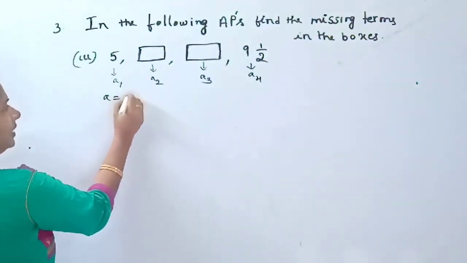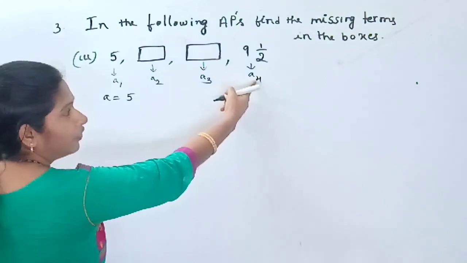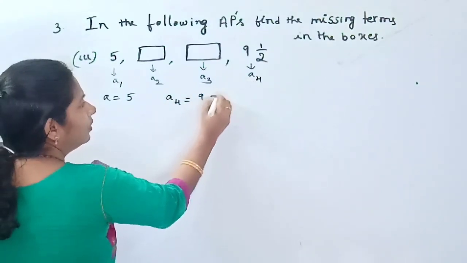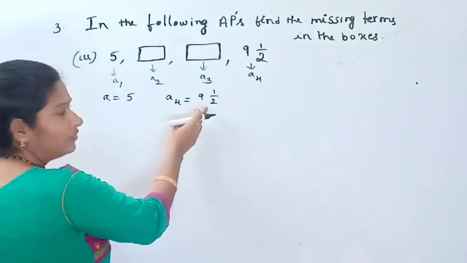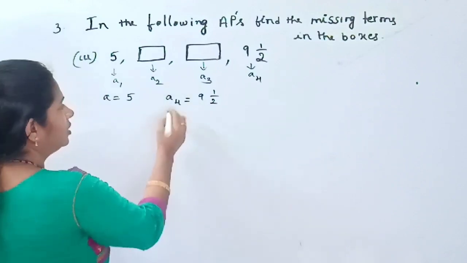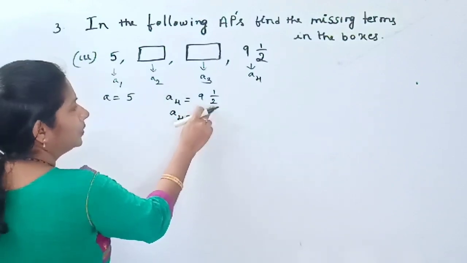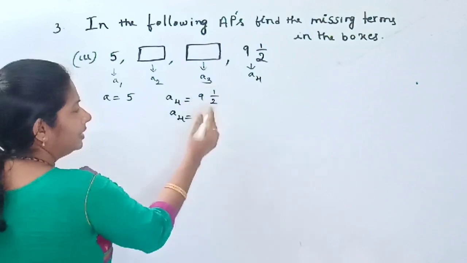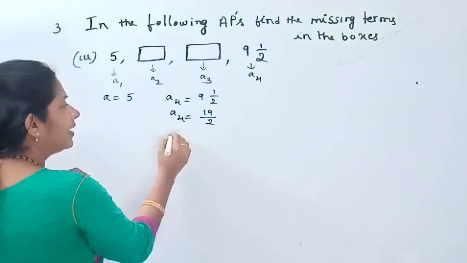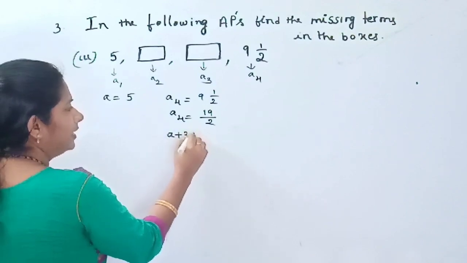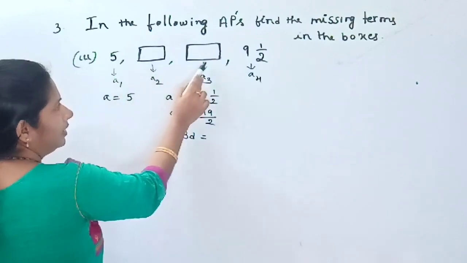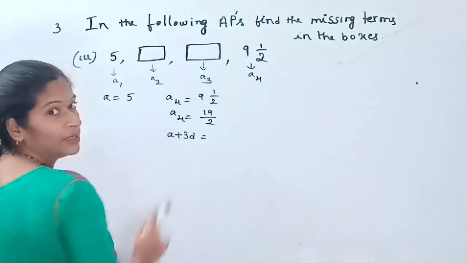A value is given, it is 5. Next, the fourth term is given. So A4 equal to 9.5 is given, isn't it? So convert this from mixed form into a proper fraction. A4 equal to 9 2s are 18, 18 plus 1, it is 19 by 2. So A4 I can write as A plus 3D, isn't it? This is our fourth term: A plus D, A plus 2D, and this is A plus 3D.